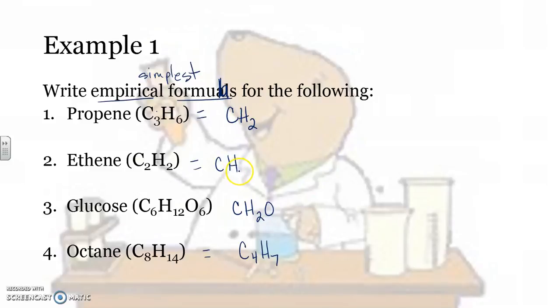But guess what? We can actually find other things that have that empirical formula. Like propene is C3H6. Well, butene would be C3H8. Okay, if we break that down, it's going to have the same empirical formula. So that's what I meant by that.